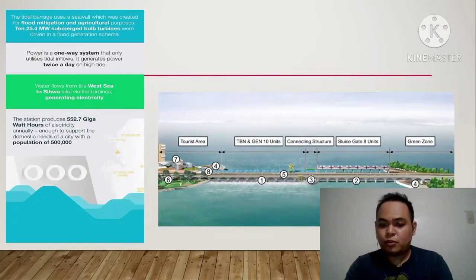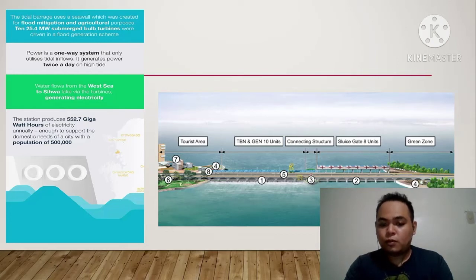The tidal barrage uses a seawall which was created for flood mitigation and agricultural purposes. Then 25.4 megawatts of submerged bulb turbines were driven in a flood generation scheme. Power is a one-way system that only utilizes tidal inflows, and it generates power twice a day on high tides.